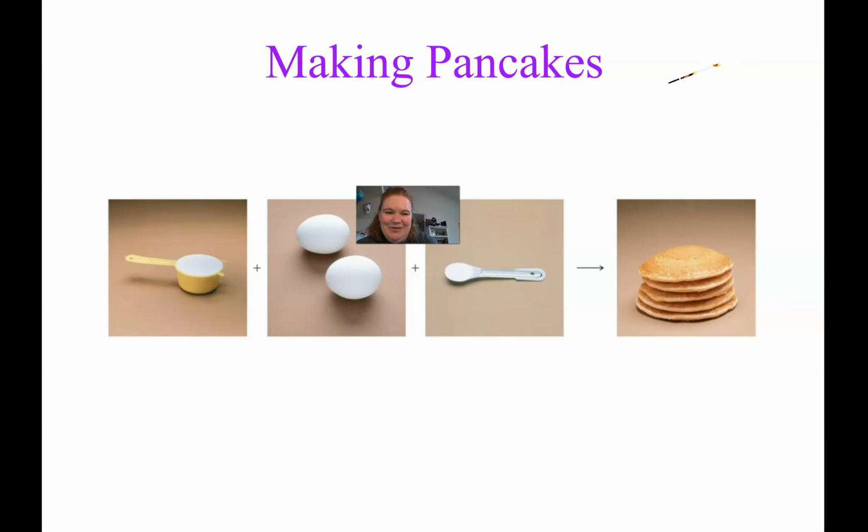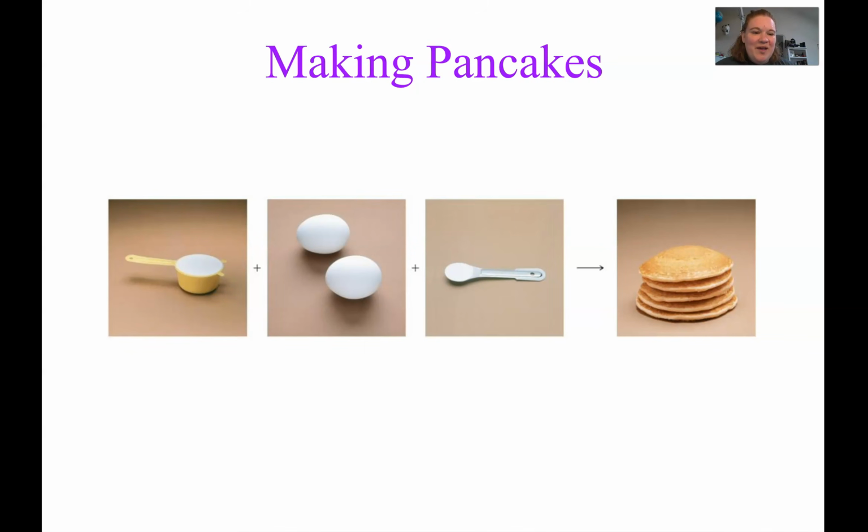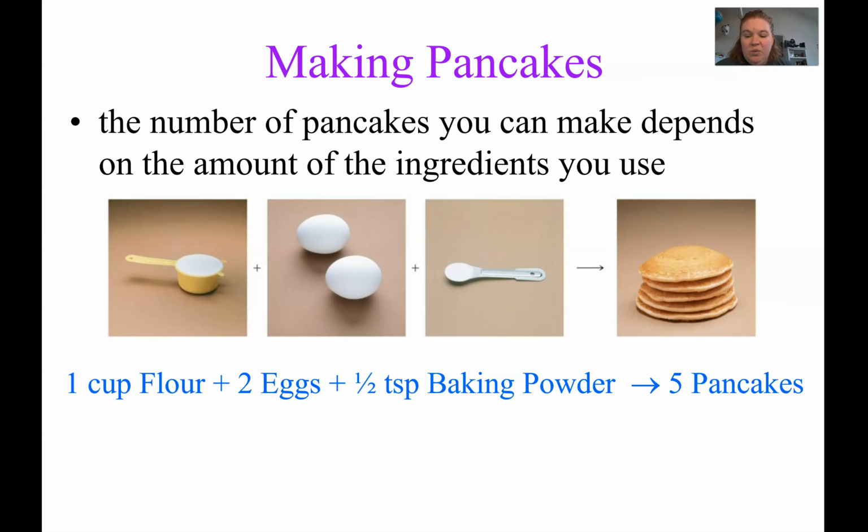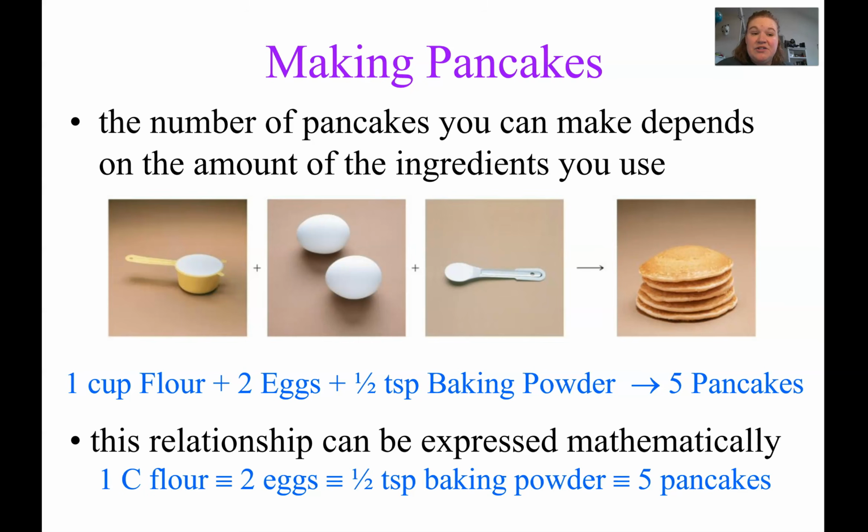And so with that being said, we're going to make some pancakes. We often use different analogies to talk about stoichiometry because it can be a difficult math concept to grasp. And so we're going to talk about it in terms of pancakes. And here is our recipe. We need 1 cup of flour, 2 eggs, half a teaspoon of baking powder, and with that we can make 5 pancakes. And the idea here is that we can use that recipe as a relationship. So meaning that we have to have the 1 cup flour and 2 eggs and so on in order to make those 5 pancakes. There's a relationship between them.